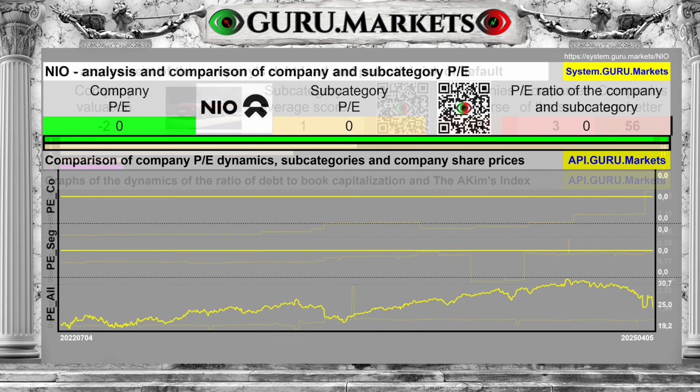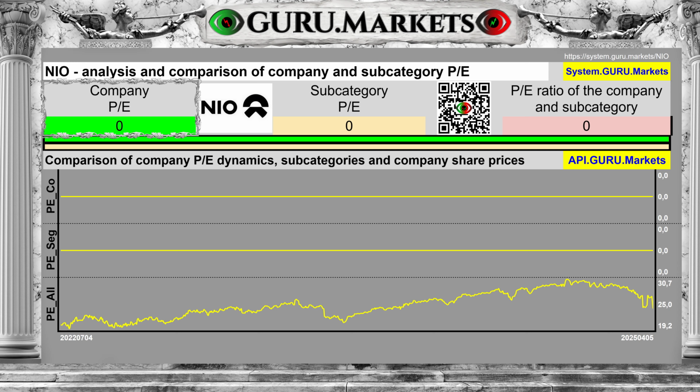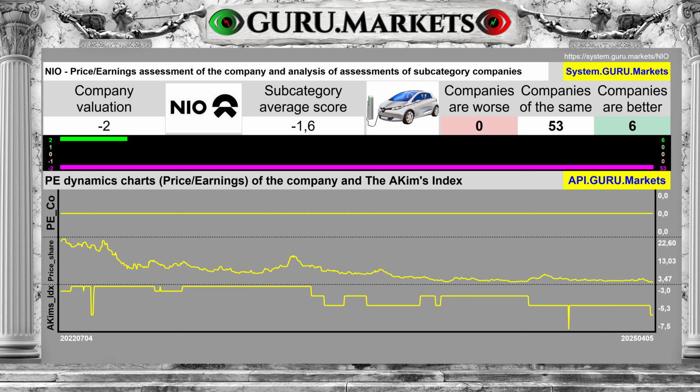The company's stock price to earnings ratio is 0, with an average of 0 for the subcategory. Assessment of market price to profit indicators in comparison with organizations of the subcategory, very bad, -2 points.